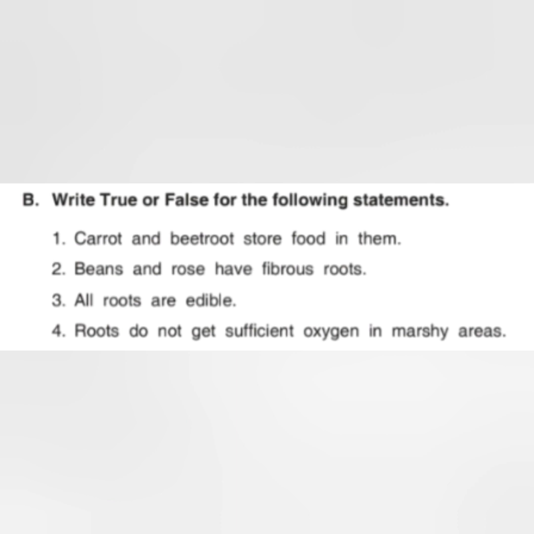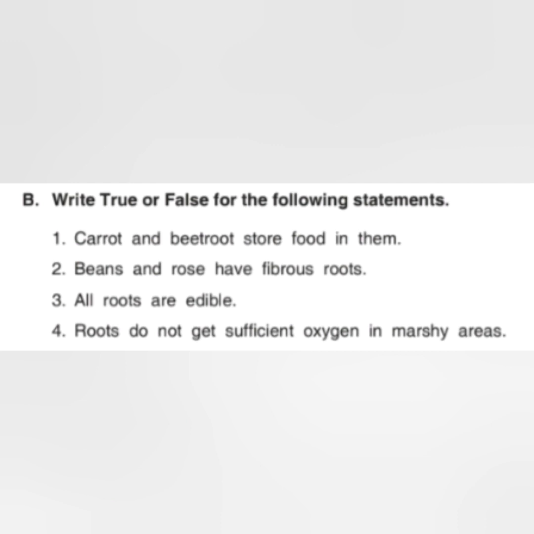Now we will do true and false for the following statements. First statement is carrot and beetroot store food in them. True or false? Of course, it store food in them, so it is true. Next is beans and rose have fibrous roots. No, beans and rose have taproot. Next is all roots are edible. No, false.